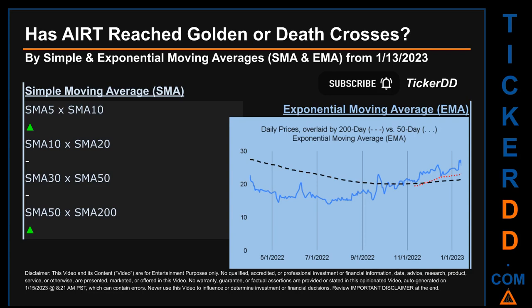Has AIRT price reached golden or death crosses? Golden cross and death cross are basic signals that compare average prices across two specified trade day ranges, a short-term versus a long-term range. For example, 5-day versus 10 trade days. Essentially, a golden cross is a bullish signal. It appears when a ticker's short-term moving average crosses above its long-term average. Vice versa, a death cross is a bearish signal when the short-term crosses below its long-term moving average.